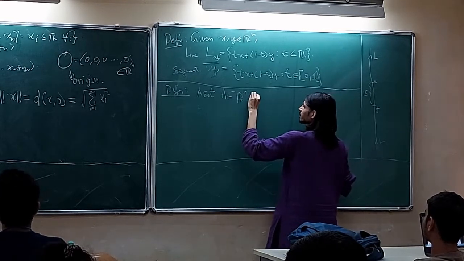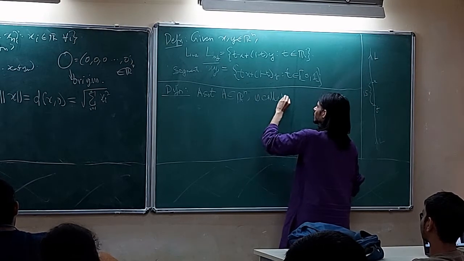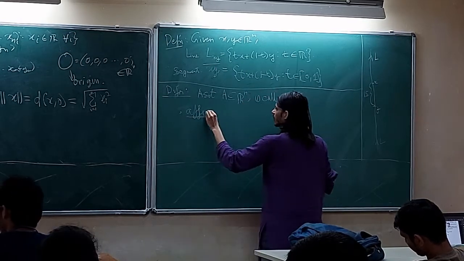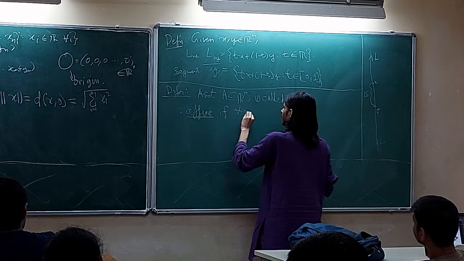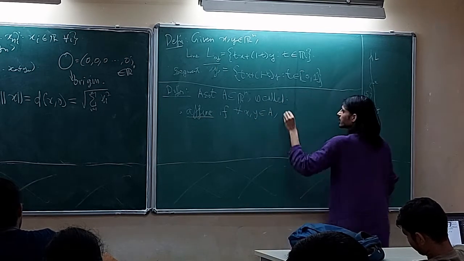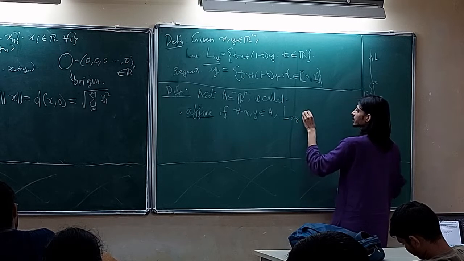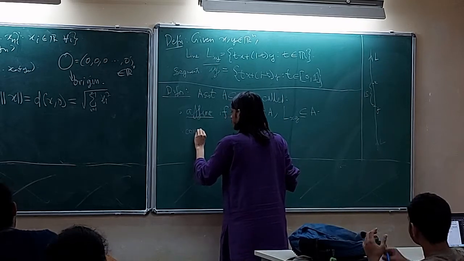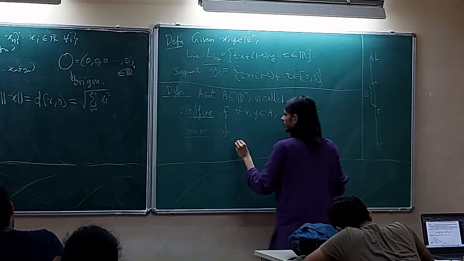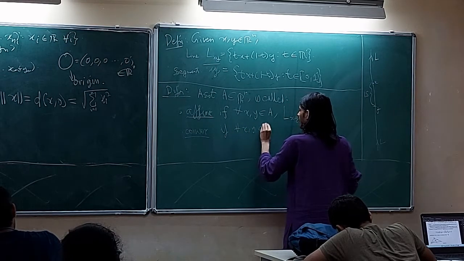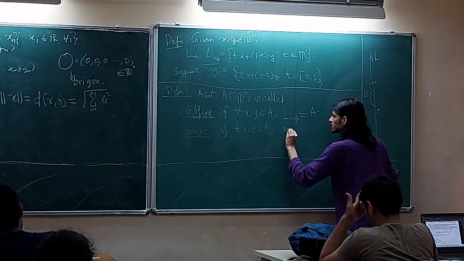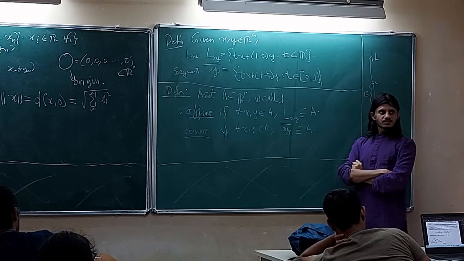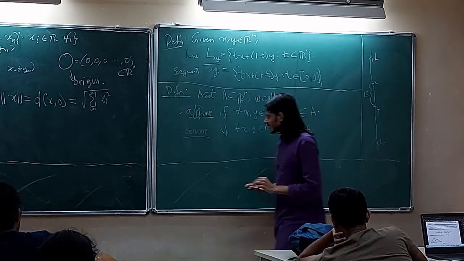A set A in Rn is called affine if for all x, y in A, the entire line joining x and y is contained completely in A. And it's called convex if for all x, y in A, just the line segment is contained. Any doubts? Good.